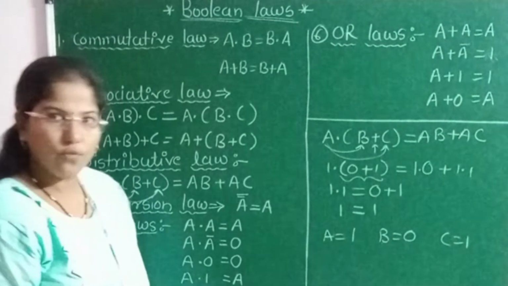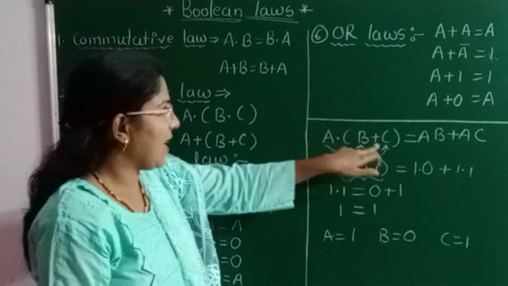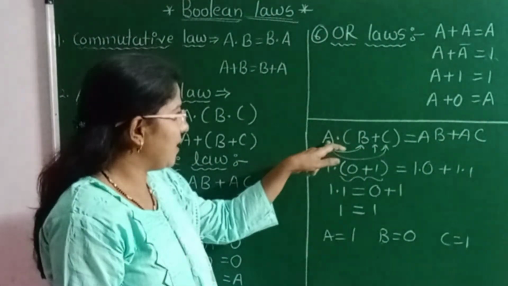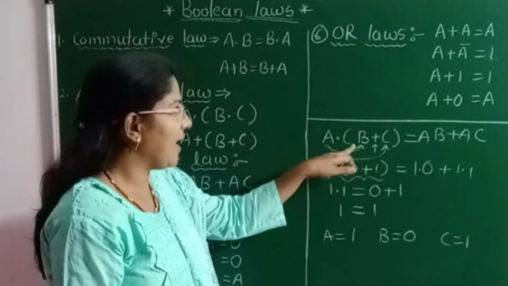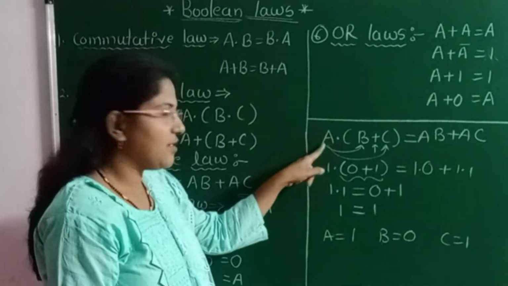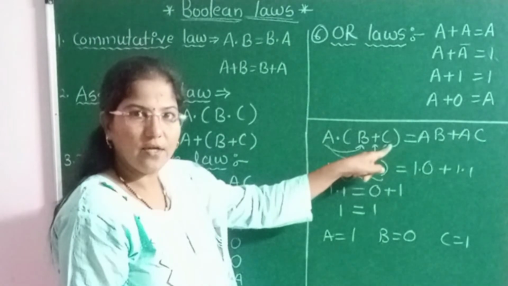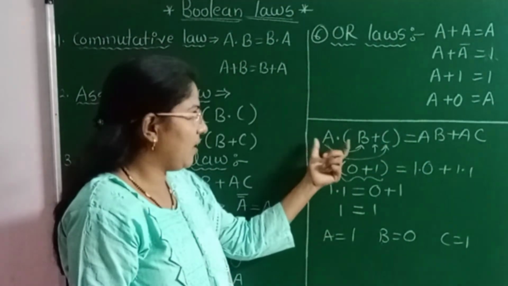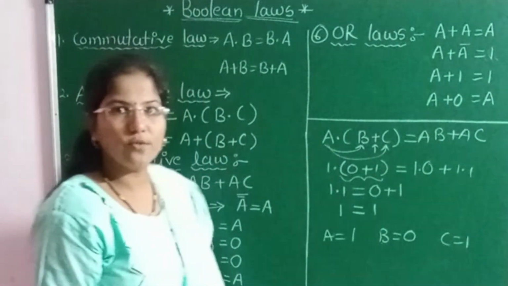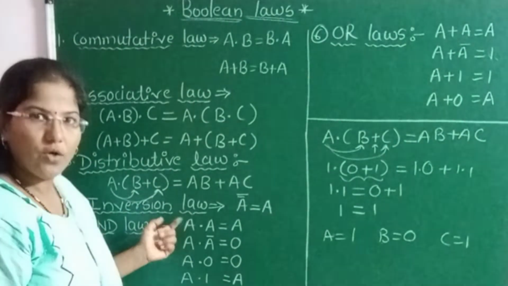Even in maths we know, if three numbers are given like this, one number is here and here the addition of two numbers, we are doing the same. So take the multiplication of the first number outside the bracket with the first number in the bracket, plus the multiplication of the number outside the bracket with the second number in the bracket. So we are distributing these numbers using this plus operator. So this is the distributive law. After that we will see what the inversion law is.